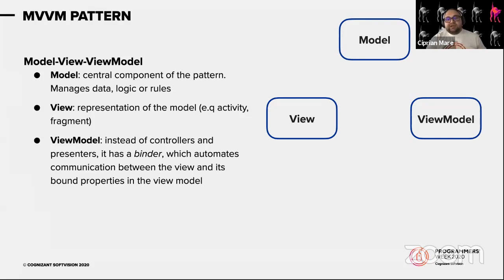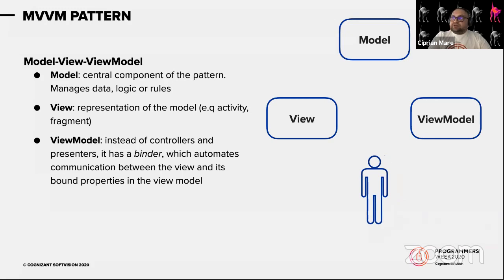The view model is completely decoupled from the view because it contains a binder, which automates communication between the view and the model. The view model has been described as a state of the data in the model. So basically, it is responsible for keeping the current state of the view.